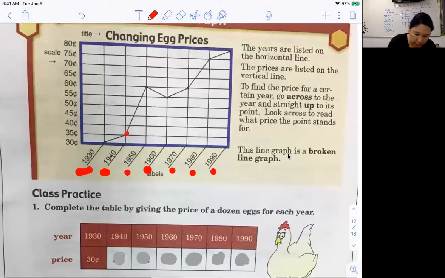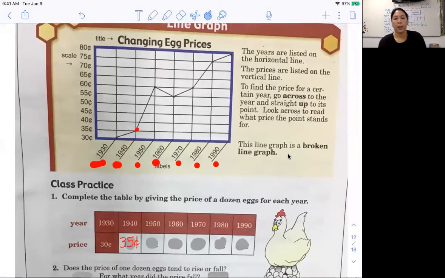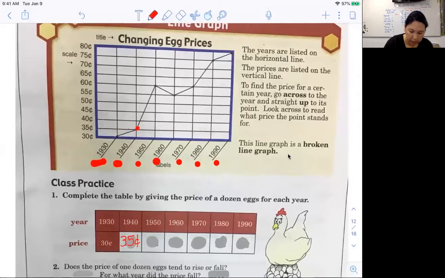So if I look sideways, how much were egg prices in 1940? That's right, guys, they were 35 cents. So we're gonna write 35 cents right there in the box down below. Okay, let's look at 1950. Ooh, that went way up. See it way up here, guys? If I look sideways, what is that red dot next to? 60 cents. So that was a big jump.